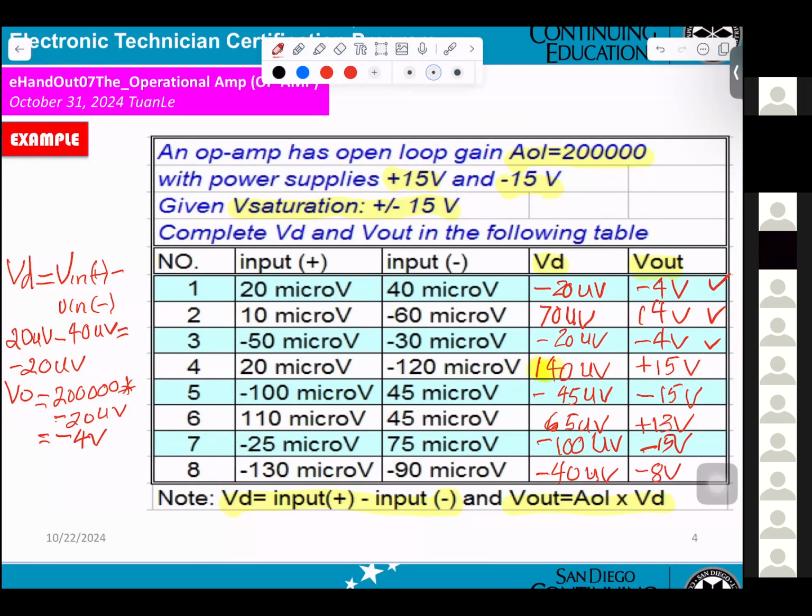So, Mr. Pham, you really need to go over number 4, 5, and 8, the ones that go over 15. Yeah, I will, after this example.